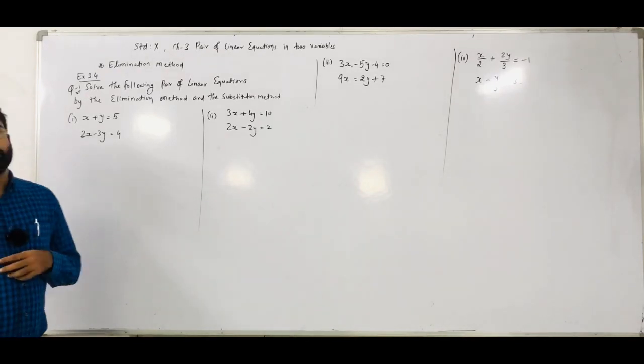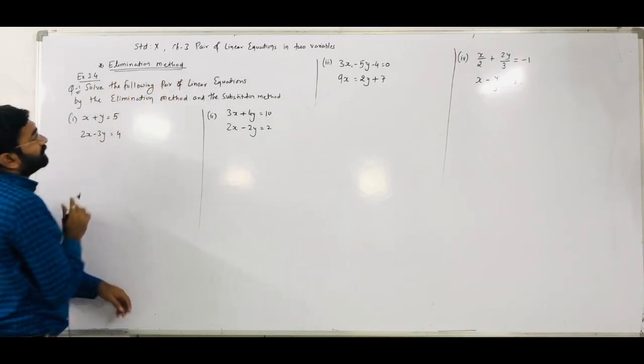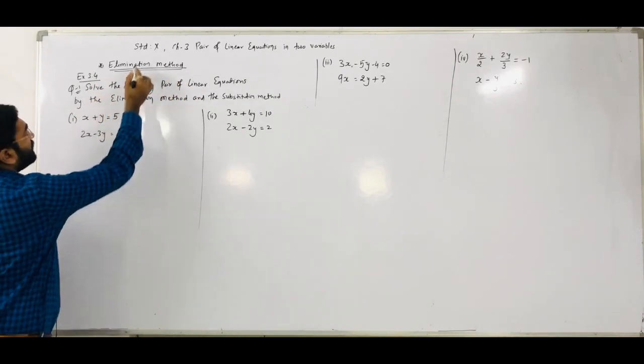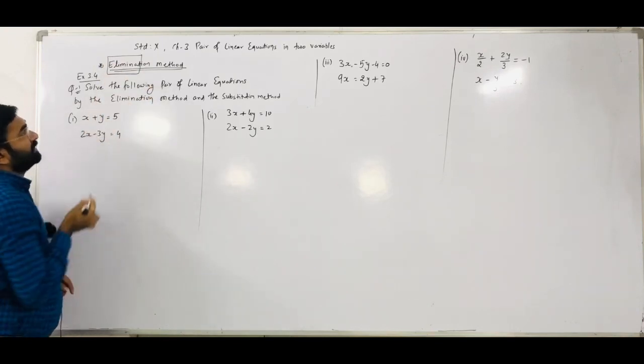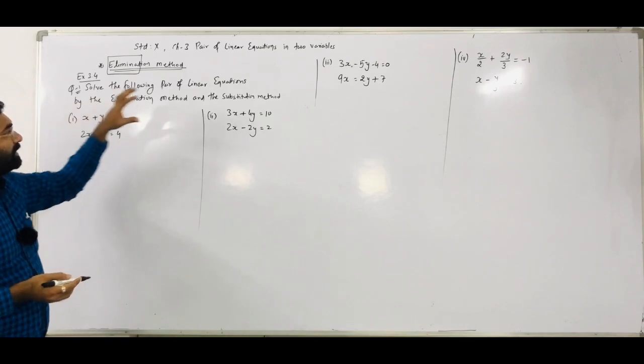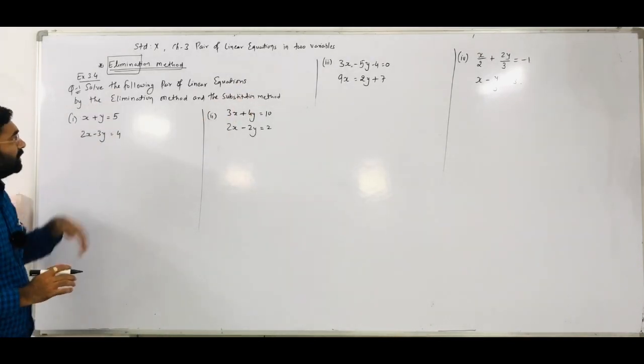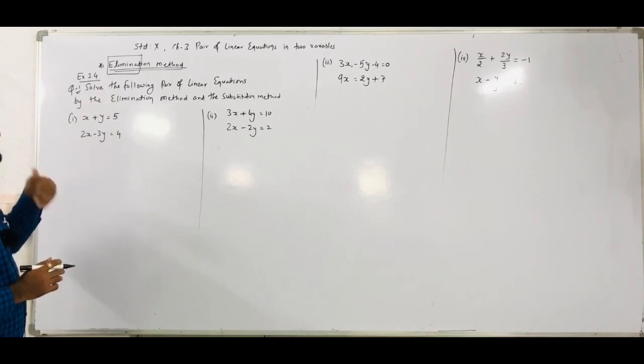Now the next method we have to learn today is the elimination method. Here, what does eliminate represent? Something you have to eliminate, and using elimination you have to find the solution of the given linear pair of equations. Whatever the variables are, we have to find their values. So when can we say a term is eliminated?